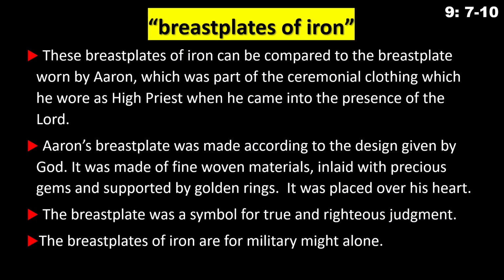These breastplates of iron can be compared to the breastplate worn by Aaron, which was part of the ceremonial clothing which he wore as high priest when he came into the presence of the Lord. Aaron's breastplate was made according to the design given by God. It was made of fine woven materials, inlaid with precious gems and supported by golden rings. It was placed over his heart. The breastplate was a symbol for true and righteous judgment. The breastplates of iron are for military might alone.